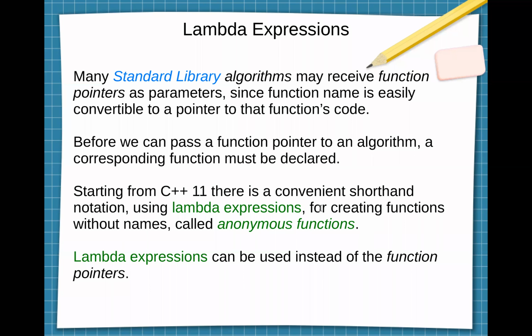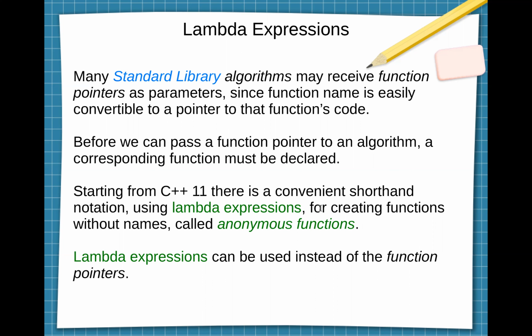So before we can pass a function pointer to an algorithm, of course, we need to declare it. You'll see the examples today. Now, starting from C++ standard 11, we have another convenient notation to use. It's like a shorthand notation. We could use lambda expressions to do that.